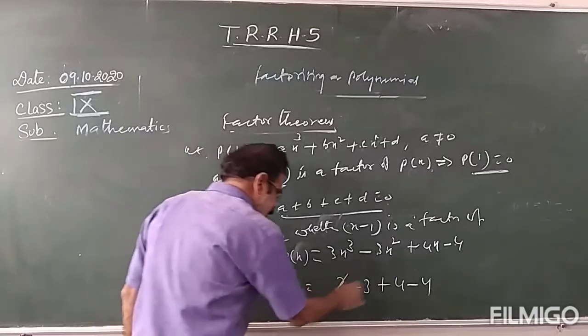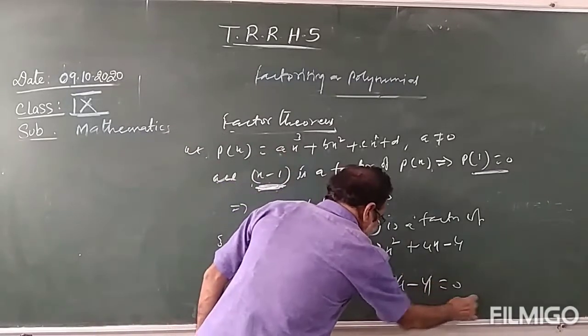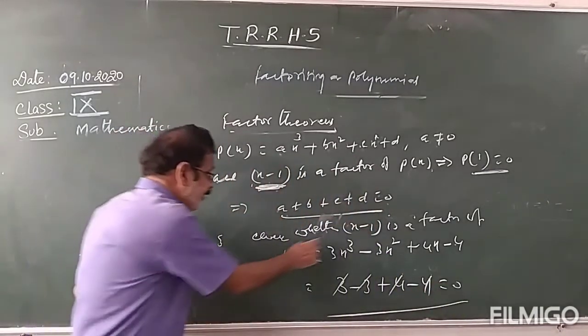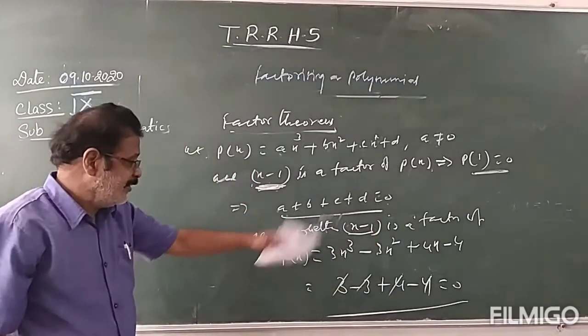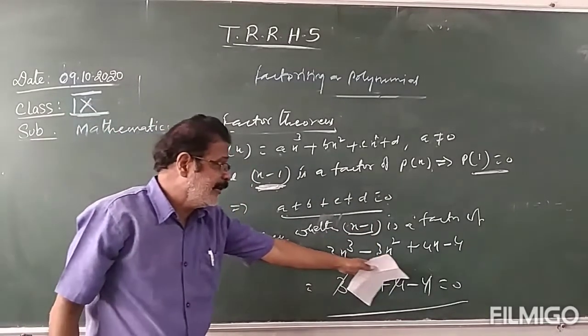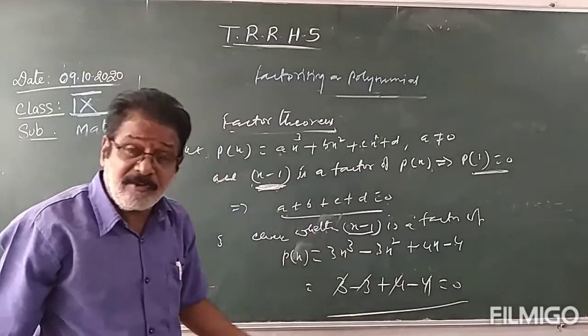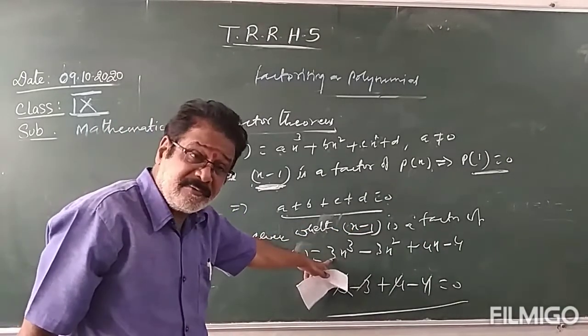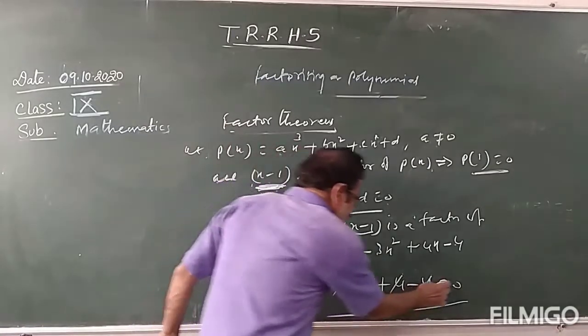Add all these: 3 minus 3, 4 minus 4, 0. If the sum of the coefficients is 0, then x minus 1 is the factor. So x minus 1 is the factor of 3x cube minus 3x square plus 4x minus 4. How can you say that x minus 1 is the factor of this given polynomial? Sum of the coefficients, you got 0.